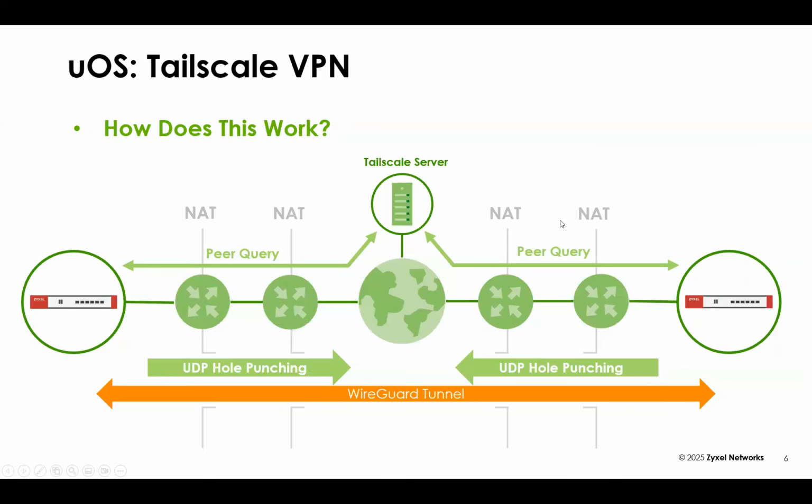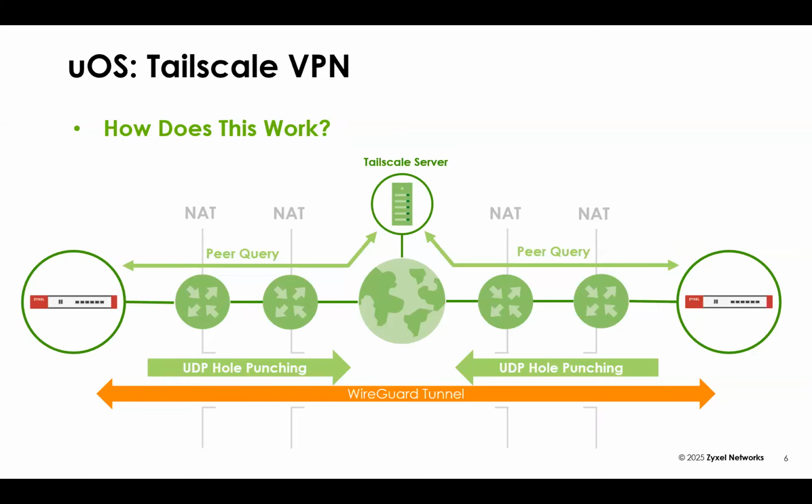In order for us to do this, we basically use UDP hole punching. On the firewall, we actually have the UDP hole punch. It works on a specific UDP port, and it allows it to use the WireGuard tunnel protocol to reach through the VPN itself.